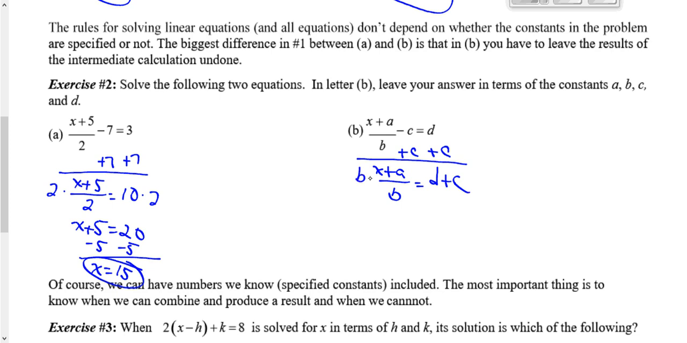But be careful. I have to multiply the entire side by b, don't I? So what do we get on the left-hand side? Plus a equals, I'll just rewrite this, switch it around a little bit.